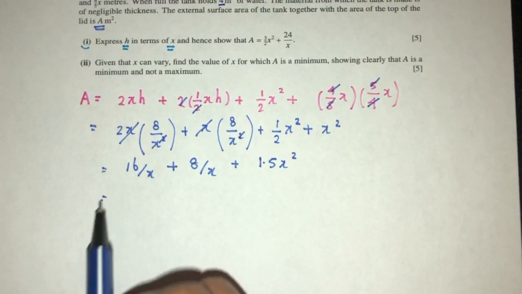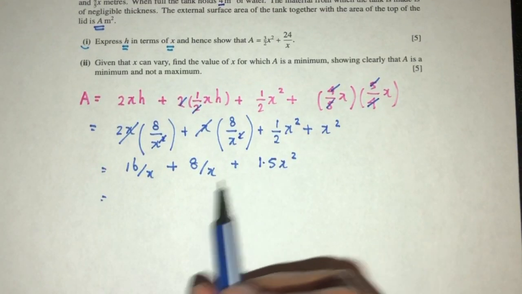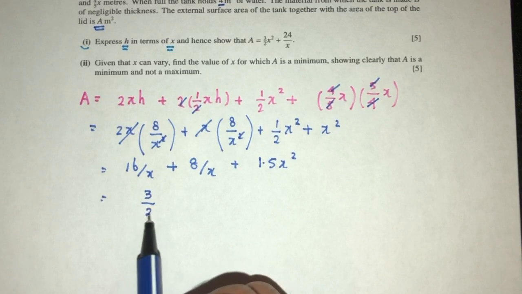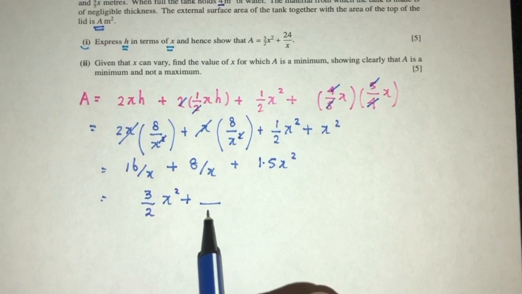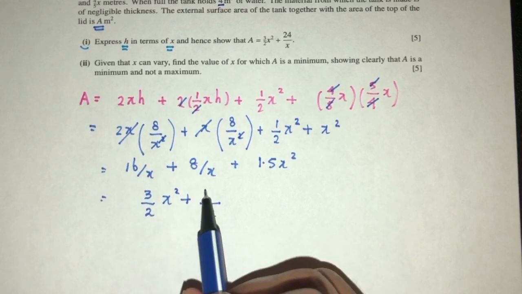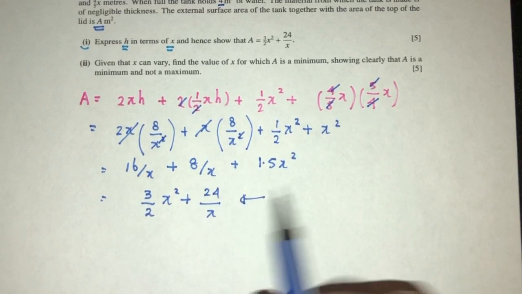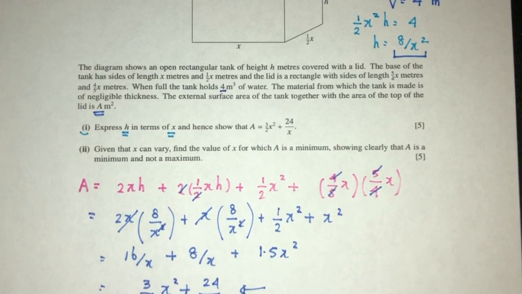So we can simplify, obviously. Here 1.5 is simply 3 over 2, plus here we have the same base over x, 16 plus 8 should be 24. This is shown as required, part 1 of your question.